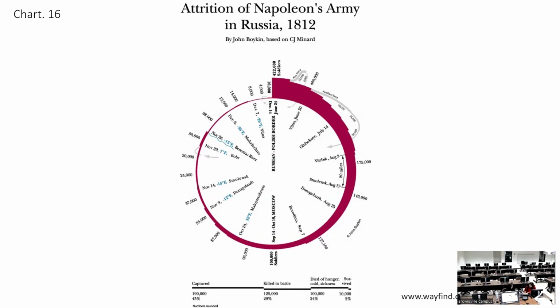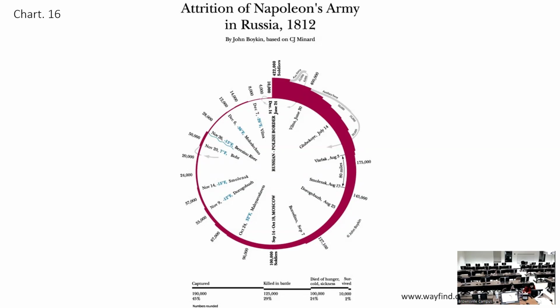And then he even went further and added more information that can help us. So how many were captured? Because that doesn't make sense. All of them just died in the war. So how many were captured? 190, almost 45%. How many were killed in the battle? Almost 30%. And how many died of hunger, cold, and sickness? Okay, because of that river, remember? And we saw, and also he's showing the rivers here. So this is one of the rivers.